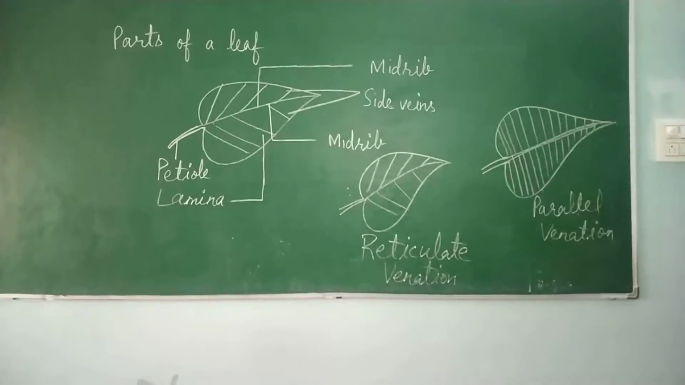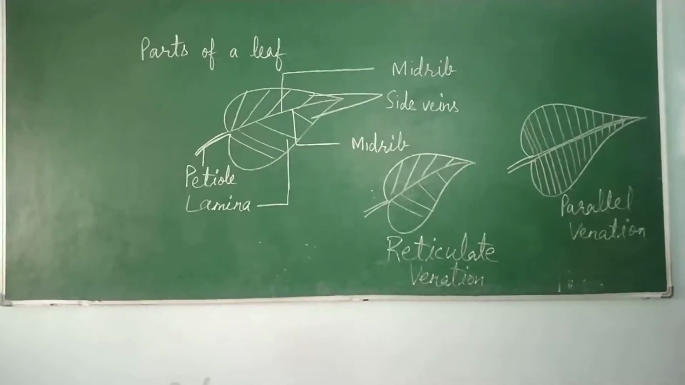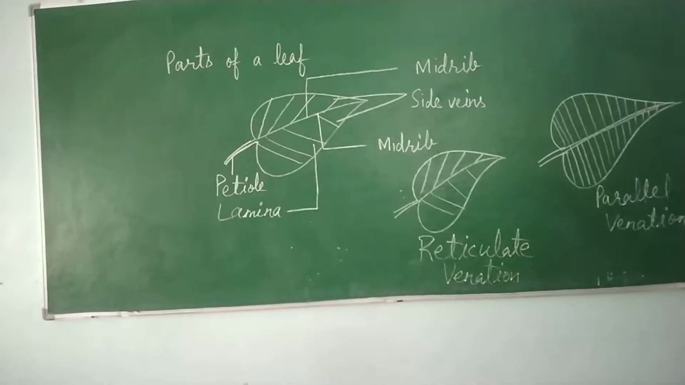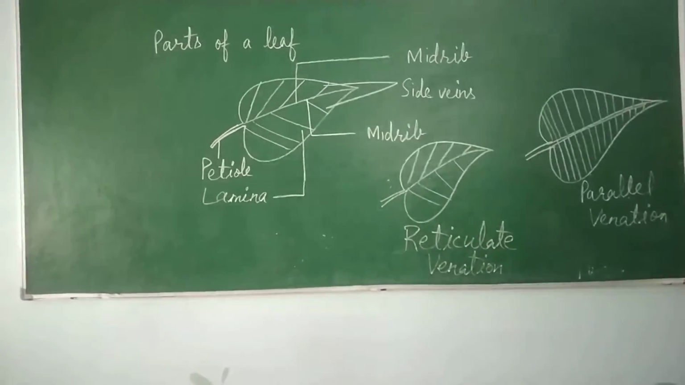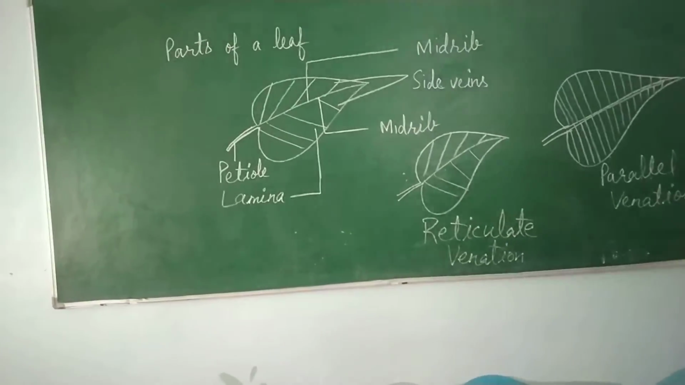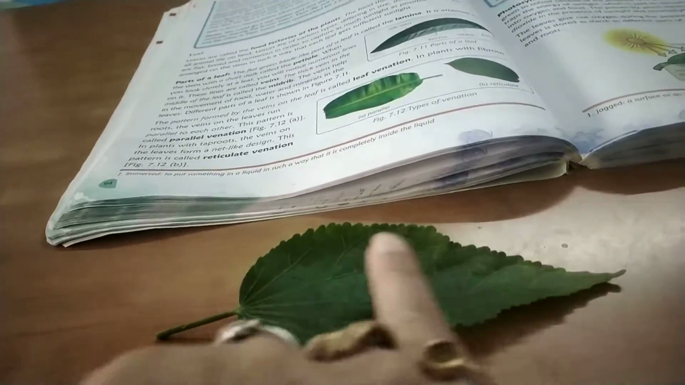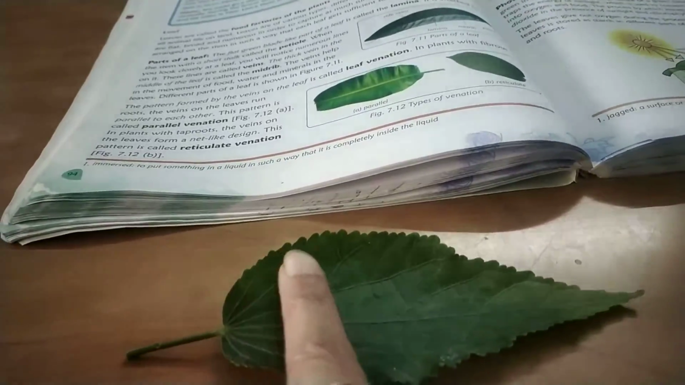So first of all, we will learn about lamina. As you can see here and on the blackboard, I have drawn the lamina. What is lamina? Lamina is the flat green blade-like part of a leaf. I am showing you the lamina here. This is the leaf, and this flat green portion is the lamina.